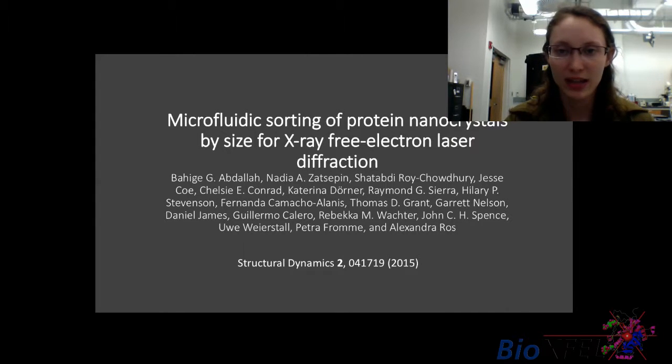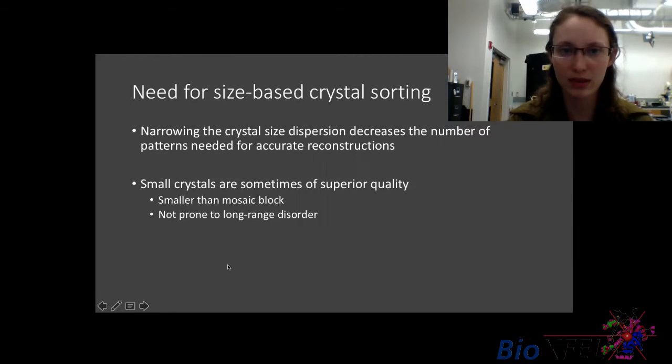by size? It comes with a problem you have when making crystals for these serial femtosecond crystallography experiments, which is that it's very difficult to get crystals that are all in the same size range. And sometimes smaller crystals are better. For example, maybe you have a protein where the mosaic block is kind of big. You want the crystals to be small so that the crystals aren't prone to long-range disorder. So having these crystals be of a narrow size range is really important. And it's hard to do if you just have a batch of crystals.